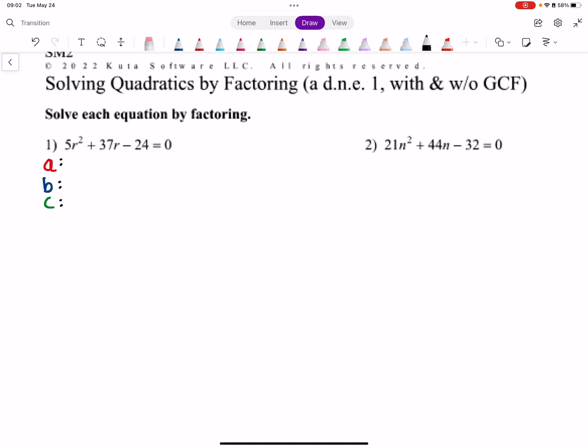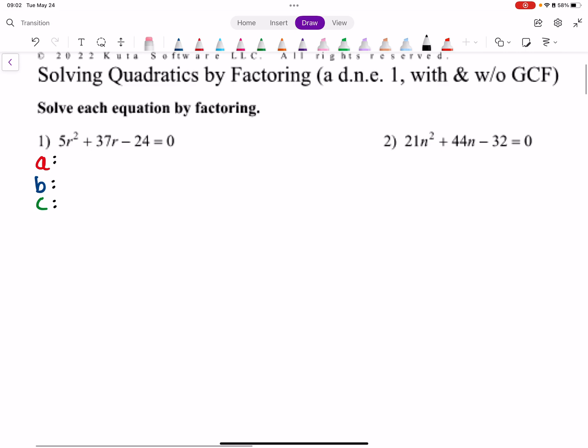The first thing to check for always is a greatest common factor, but I'll just tell you right now that this particular quadratic here does not have a greatest common factor. 5 does not go evenly into 37, and it also does not go evenly into 24, so there's nothing that we can divide out of each term.